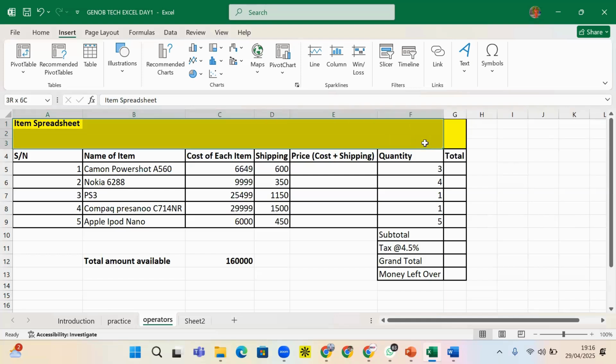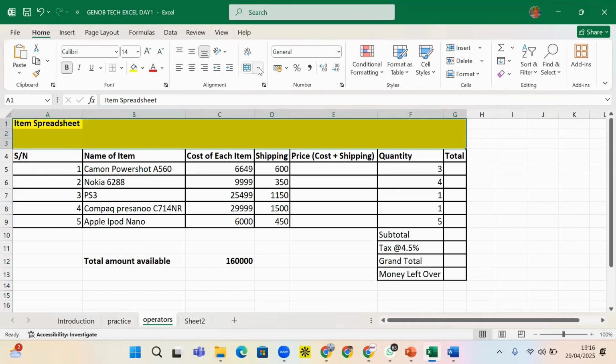I want to merge and center this. I will drag across the columns where my data is. I return to Home. From Home, we have Merge and Center here under the Alignment panel. So you click on the drop down, we have Merge Across, Merge and Center, Merge Cells. So let's see how they work. Merge Cells will merge all the cells, but not centered.